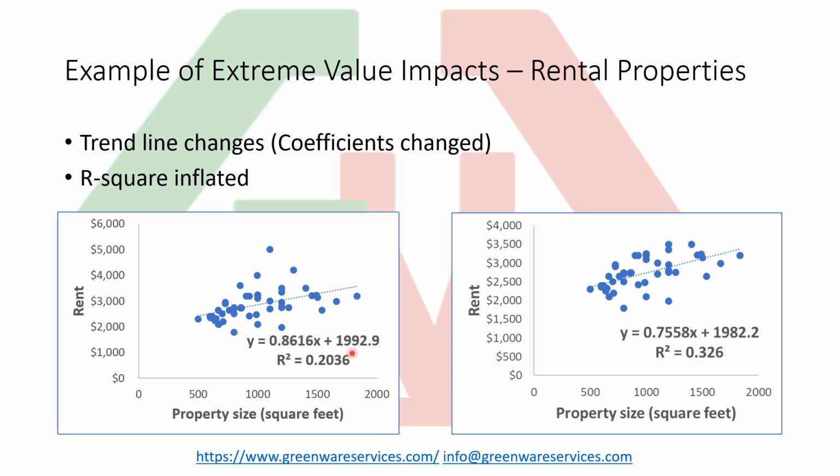The coefficient and intercept are different between the 2 plots, and the R-square on the left side is 0.2, and after some extreme values are removed, the R-square increased to 0.3. It's a big increase. Of course, 0.3 is still pretty low. This is because we only use the property size as the independent variable. The rent is actually affected by many different factors, so we only use property size here as a demonstration.